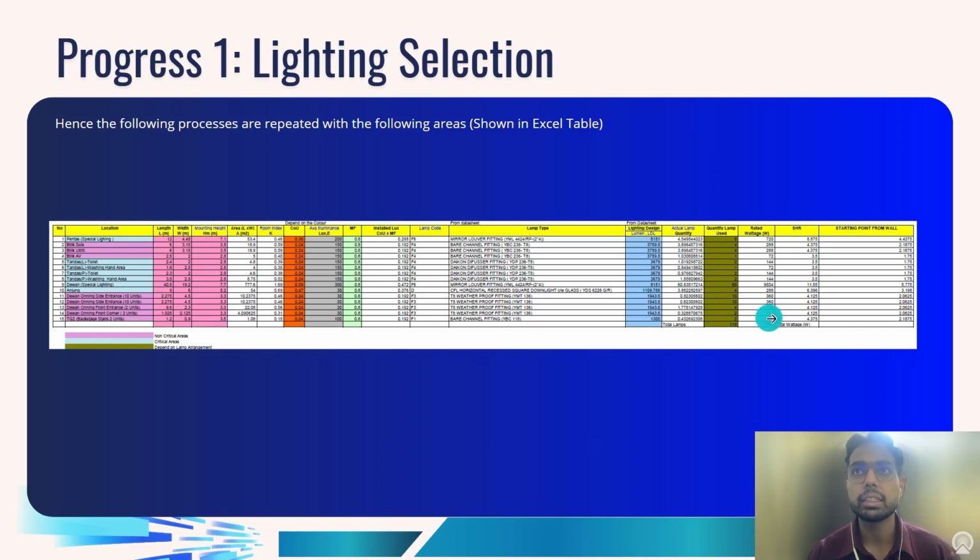Its rated wattage is given. The SHR, as I mentioned earlier, is the placement depending on the lamp arrangement, starting from the wall, meaning the distance between the luminaire and the wall, and then the SHR value here is based on the distance from one luminaire to another luminaire.